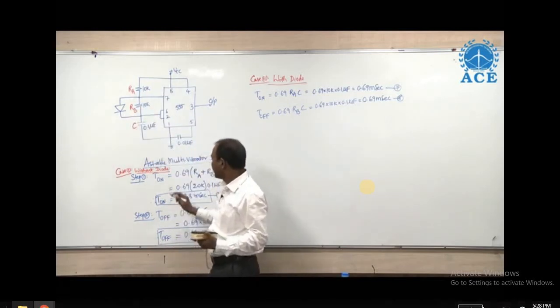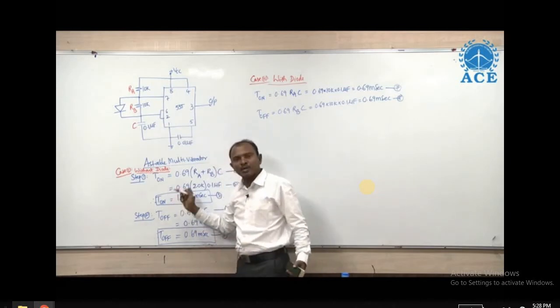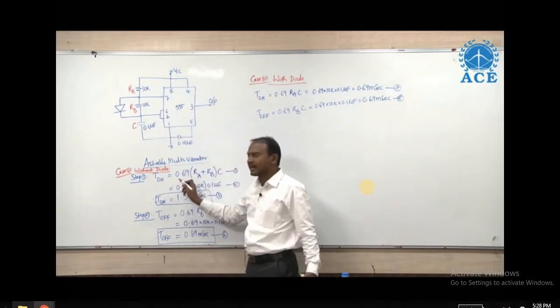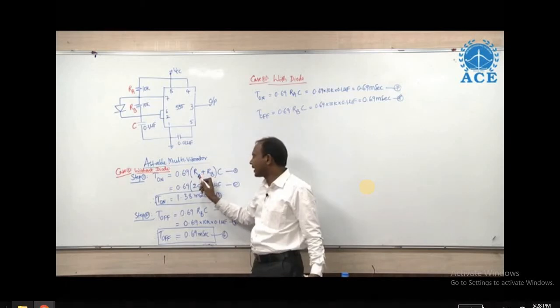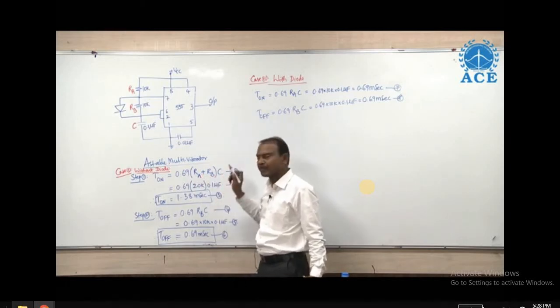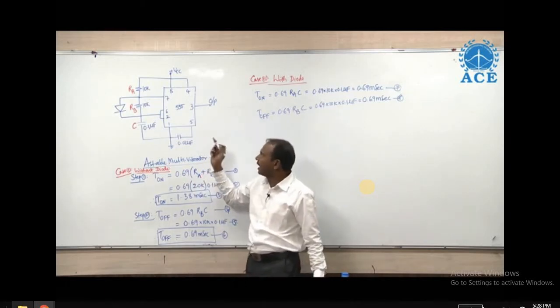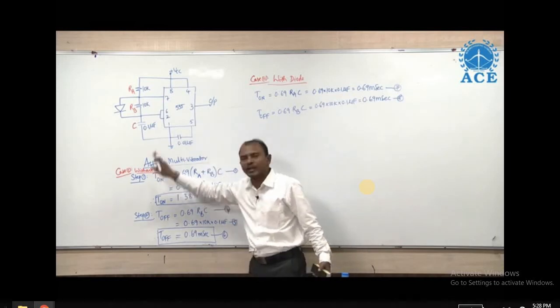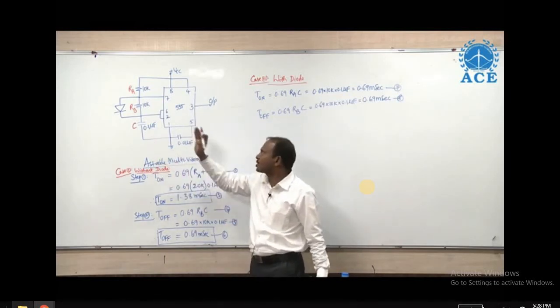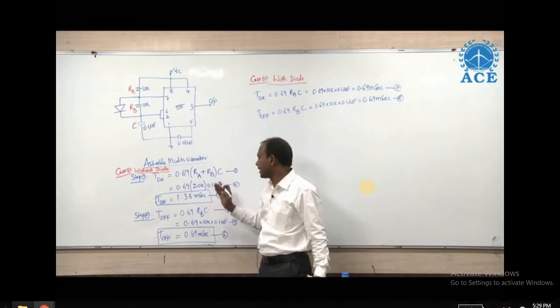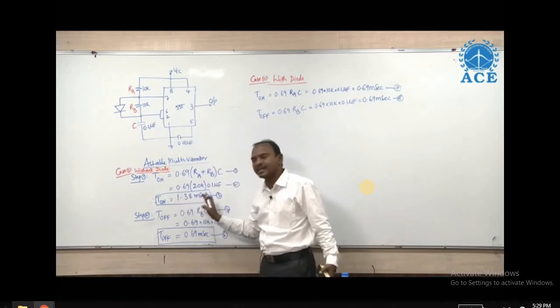Therefore, the on time, or duration of the positive half cycle, is given by 0.69 into (RA plus RB) into C. Remember, without the diode we are estimating this. RA is 20K, RB is 20K. As a result, T on becomes 1.38 milliseconds.